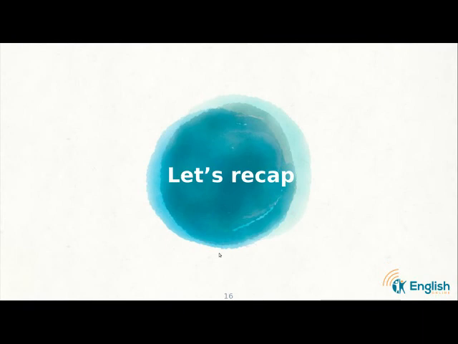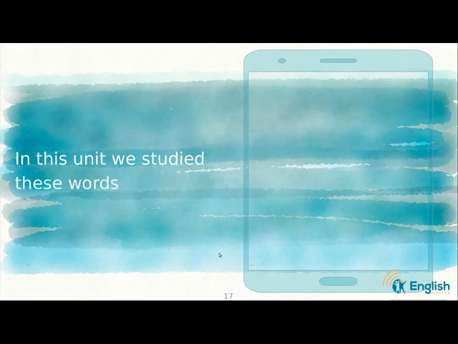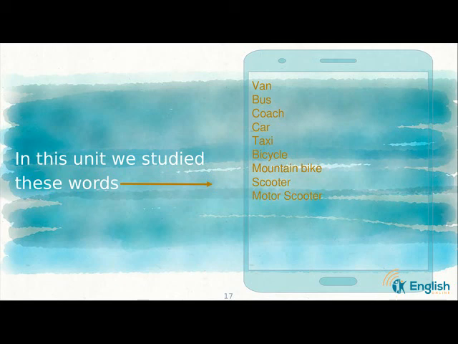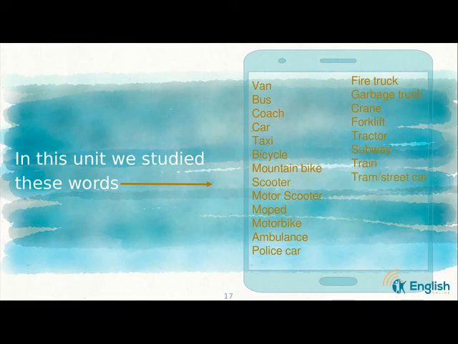Let's recap the words that we learned today. In Unit 4, we looked at the following words: van, bus, coach, car, taxi, bicycle, mountain bike, scooter, motor scooter, moped, motorbike, ambulance, police car, fire truck, garbage truck, crane, forklift, tractor, subway, train, tram or streetcar, aerial tramway or aerial tram, helicopter, airplane, boat, rowboat, and ship.